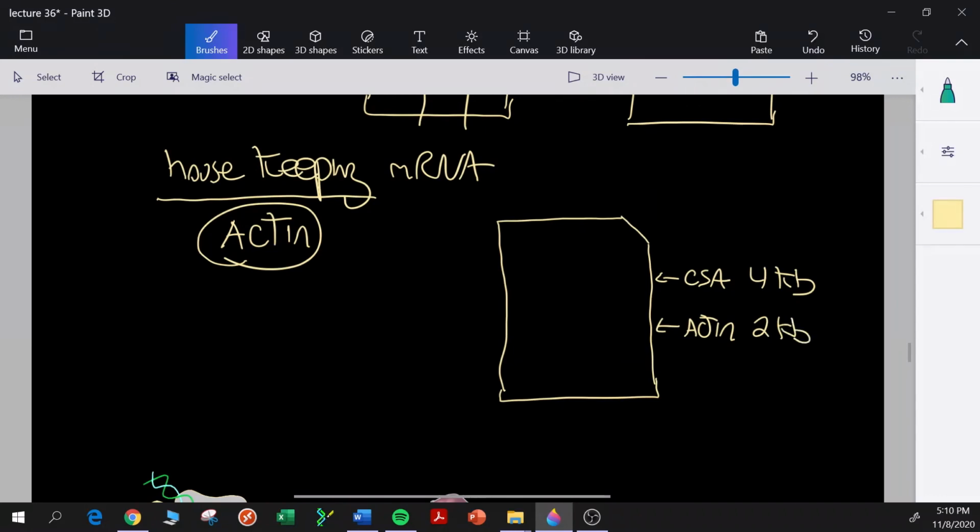Now, if we loaded the same amount of RNA in each lane, we should see the same amount of actin messenger RNA in each treatment for the 0, the 1, and the 2-minute time treatment. Why? Because actin is usually a gene whose expression levels are the same no matter the treatment. So if the actin levels are the same, then we can know that, okay, we must have loaded the same amount of RNA into each lane during the gel electrophoresis step. And then we would compare those. Instead of making the bands darker, I'm just going to make them bigger to indicate more CSA messenger RNA.